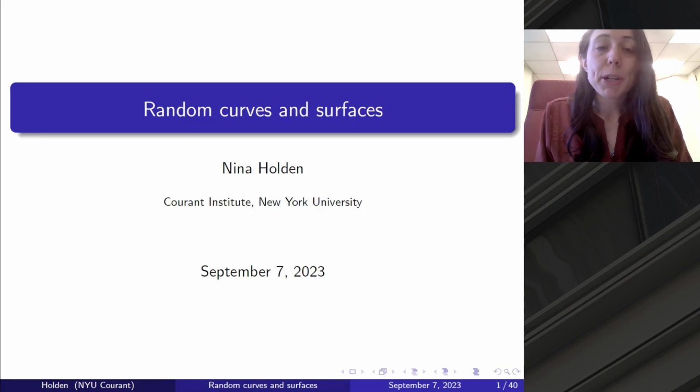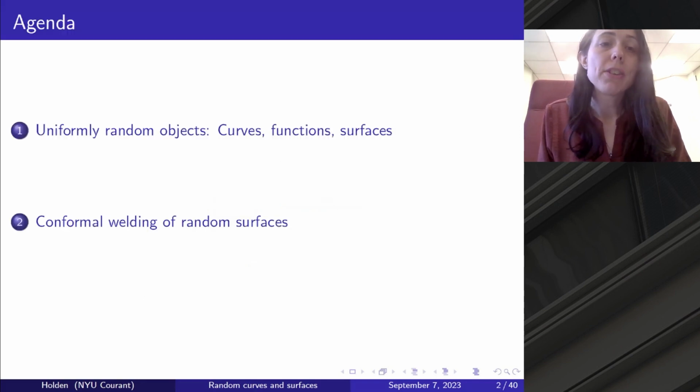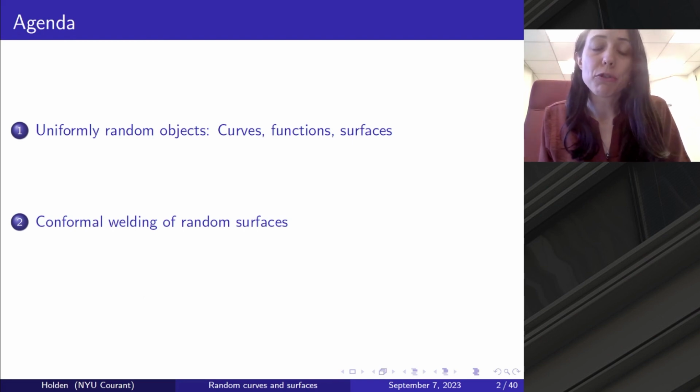So my talk will be about random curves and surfaces, and it will have two parts. In the first part of the talk, I will introduce various uniformly sampled random objects. So I'm considering some class of objects, for example, the space of curves, the space of functions, some space of surfaces, and then I want to, in some sense, sample some object uniformly at random from this set. And then in the second part of the talk, we will be studying a very powerful tool to study the surfaces in the first part of the talk. And this tool is known as conformal welding.